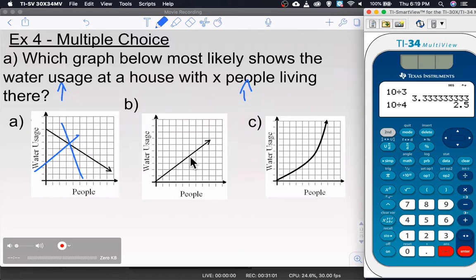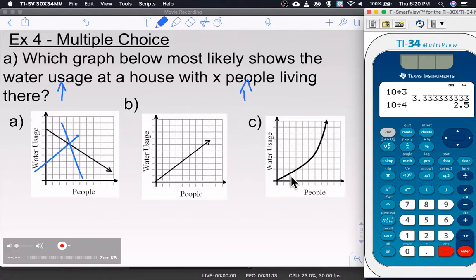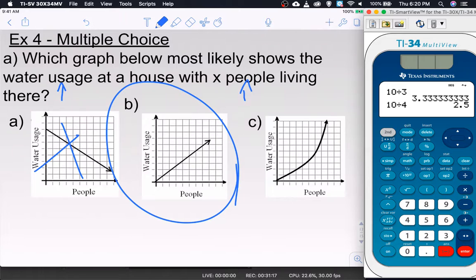Every single person that joins the house would use about the same amount of water, or each time you add a person, that new person uses more water than the person before them? I think letter B is the right one here, because everybody uses roughly the same amount of water. I mean, going to the bathroom and all that kind of stuff, it's still roughly the same.